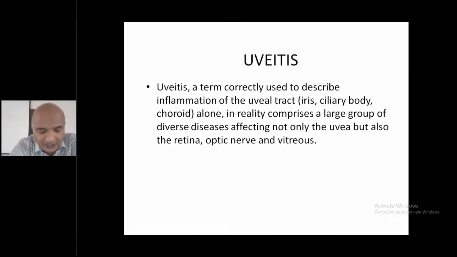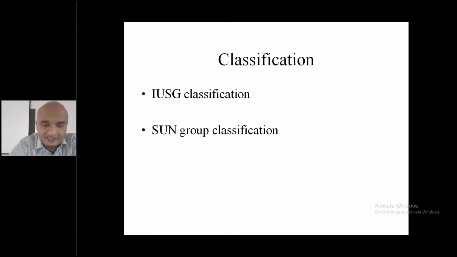First, when we see a case of uveitis, we should be able to describe the clinical features and how they present. Is it iridocyclitis, or is it iritis only, or cyclitis only, or choroiditis? Or is it a combination of all these three? We should be able to identify that. So for that we have to start with the classification first. How do you classify a case of uveitis?